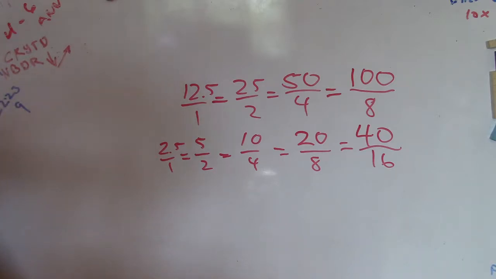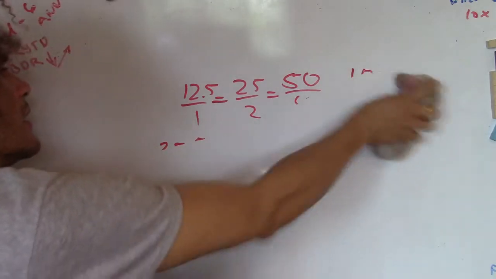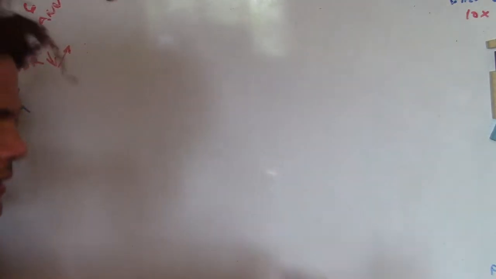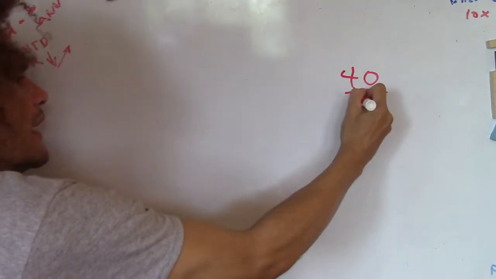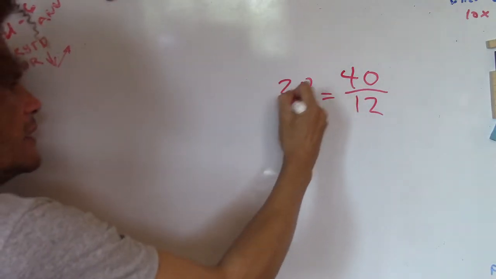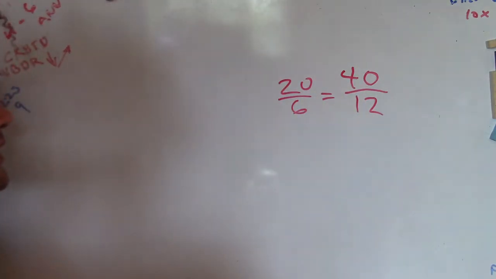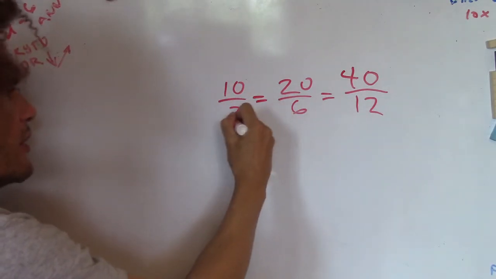Let's try another one. What about with a slightly different number? I had a bunch of these. Oh, 6s, yeah, how about that? What if I have something like 40 divided by 12 this time? Oh man, that's no fun. How about 20 divided by 6? That's better. That's easier, I think. Which is the same thing as 10 divided by 3.